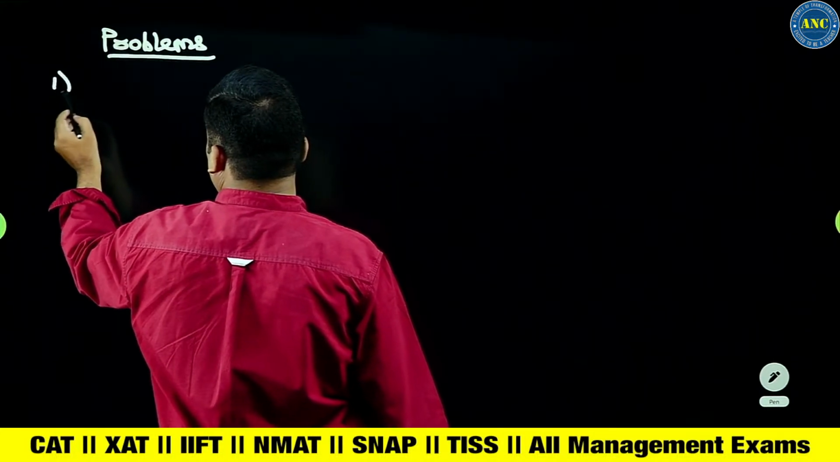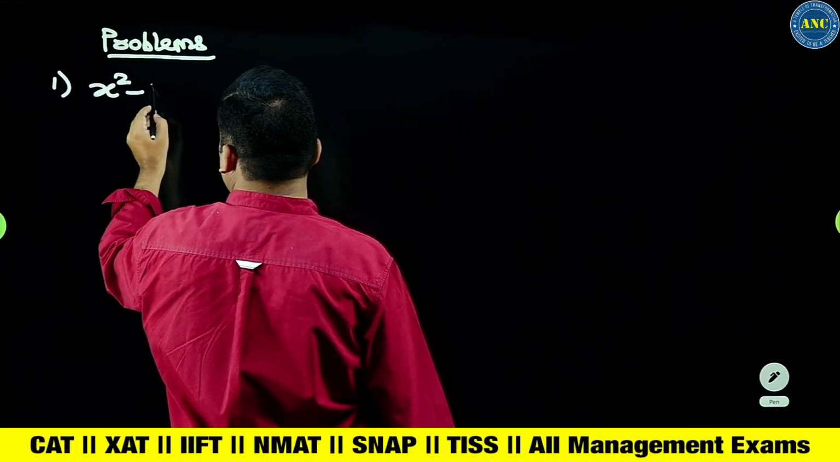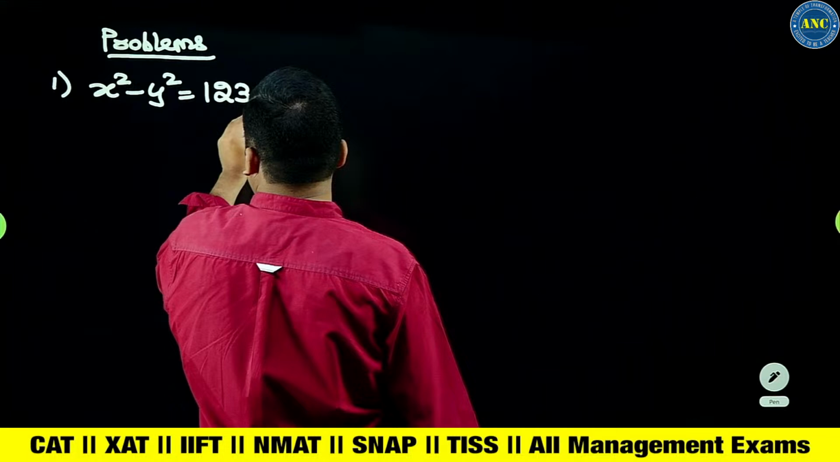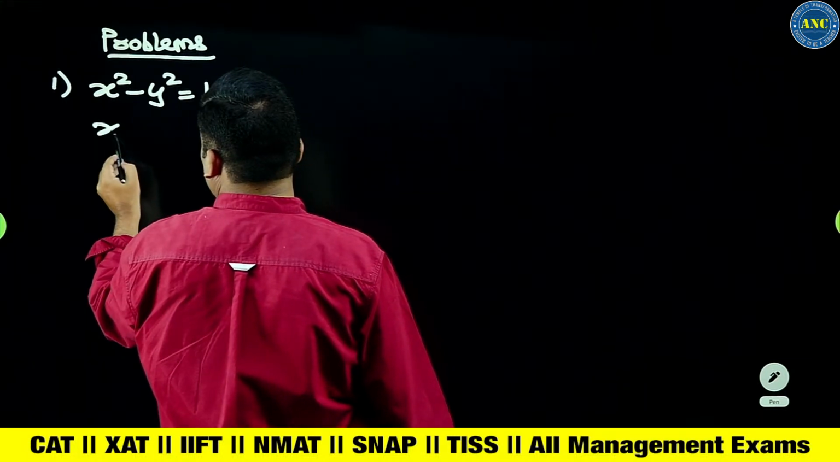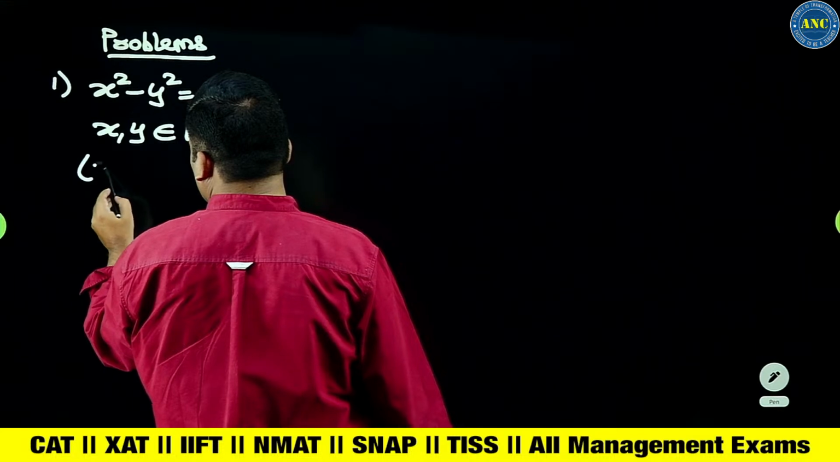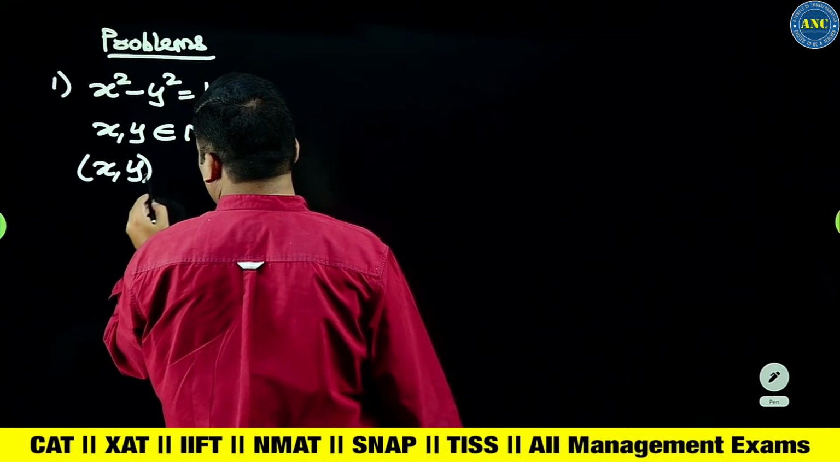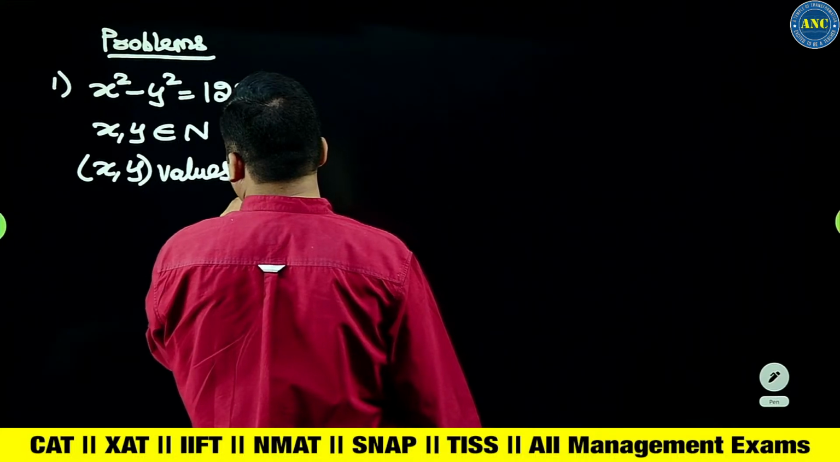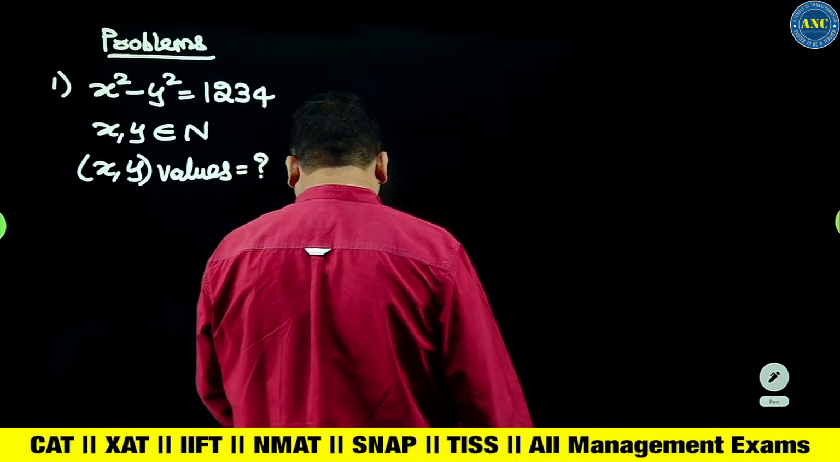First one. Then I will take an original CAT question. X square minus y square is equivalent to 1234. X and y are natural numbers. How many values will x and y take?